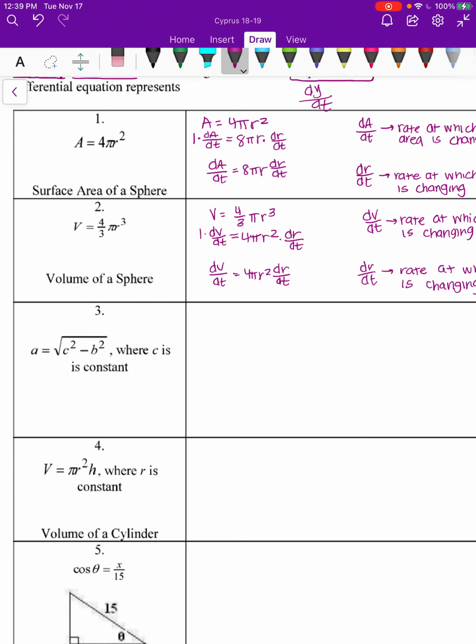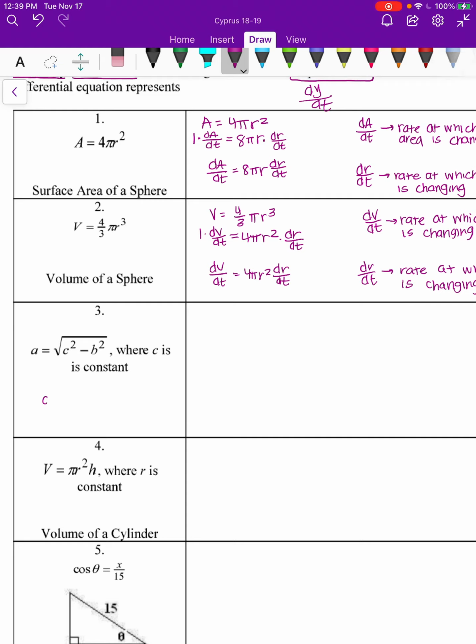Moving along, number 3, we have a equals the square root of c squared minus b squared, where c is a constant. So we have 3 variables in here, a, b, and c, but when I do the derivative, the only 2 that I need to multiply by their derivatives, dA dt and dB dt, are for a and b, because c is a constant. So the derivative of a constant is 0. So I don't have to put dc dt in here anywhere.